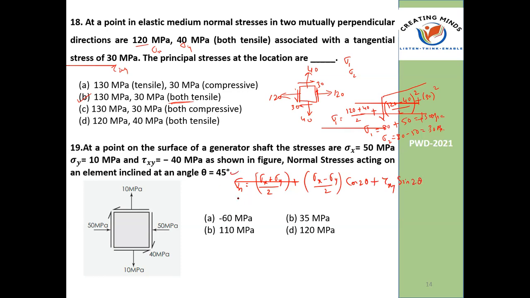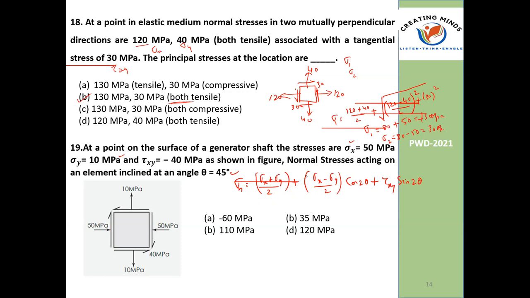Here theta is 45, sigma x is 50, sigma y is 10, both are tensile. See, he has given the reverse direction. In the previous case I had taken positive y. Here the tensile directions are clockwise, and here the tangential directions are anti-clockwise. That's why he has given negative. So tau xy is minus 40, you have to take. Now you just substitute and you get the answer.